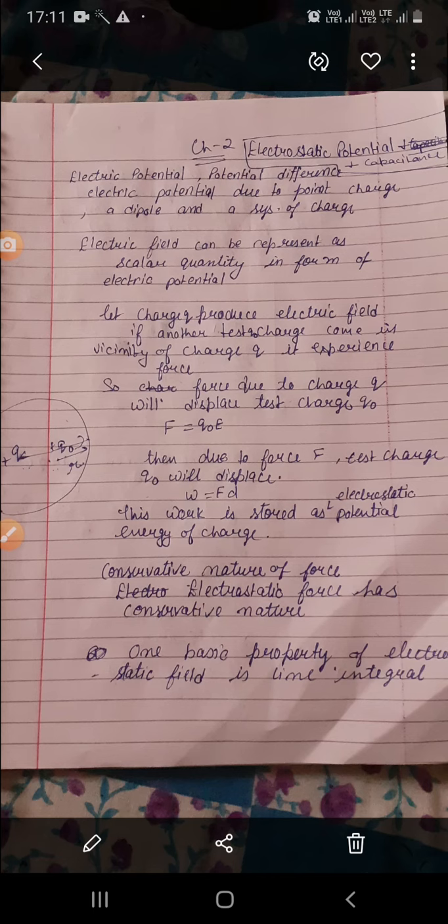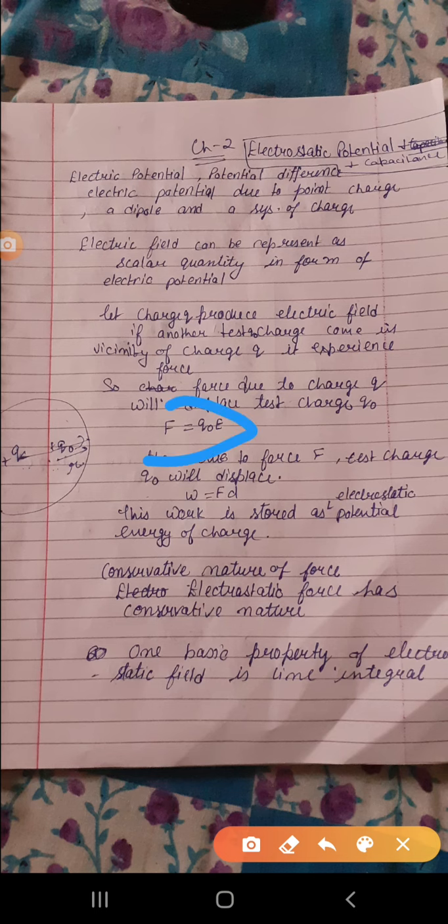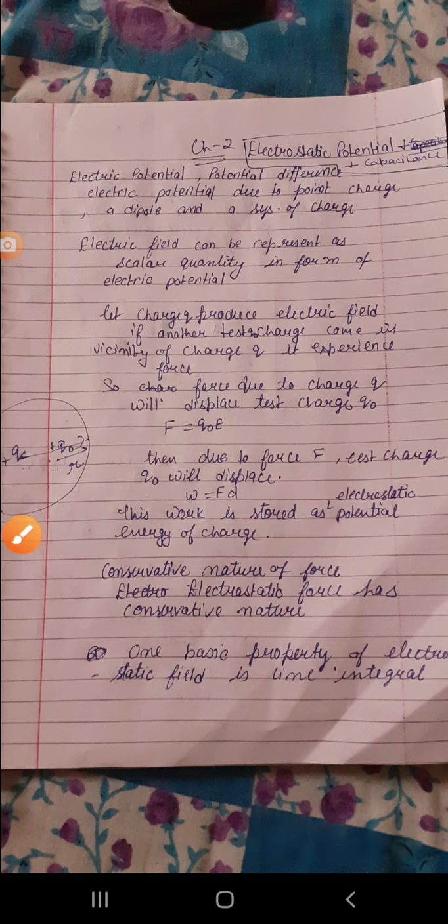In the previous chapter we discussed electrostatic force and electric field. The electric field due to a charge exerts a force on another test charge. If a test charge q naught comes in the vicinity of charge q, it experiences a force q naught E. And when force acts on the test charge, it is obvious the test charge will be displaced. So for a distance t, the amount of work done will be W is equal to Ft. Clear to all of you?